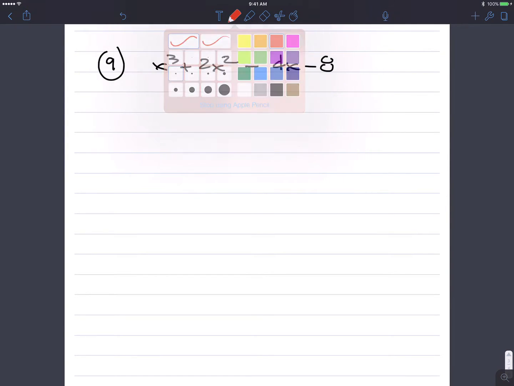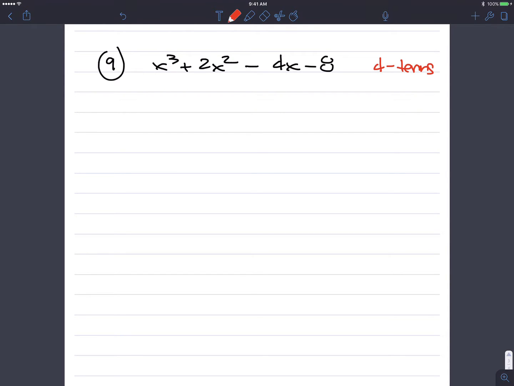All right. Let's look at number 9 here. x cubed plus 2x squared minus 4x minus 8. Okay. So again, I'll write it down. 4 terms, group the first two, group the last two. First two, last two. Okay? Factor out the greatest common factor. So for the first two, what's your greatest common factor? x cubed and 2x squared. What's that GCF? What is it? x squared. Good. What's your quotient?